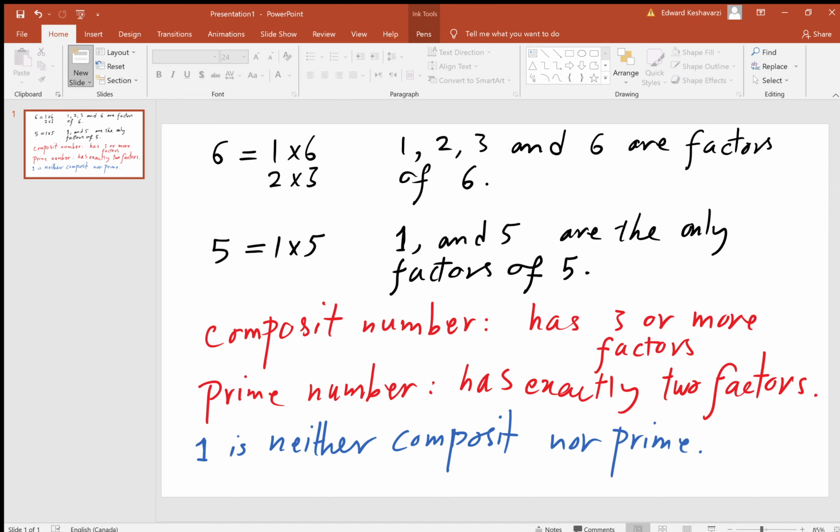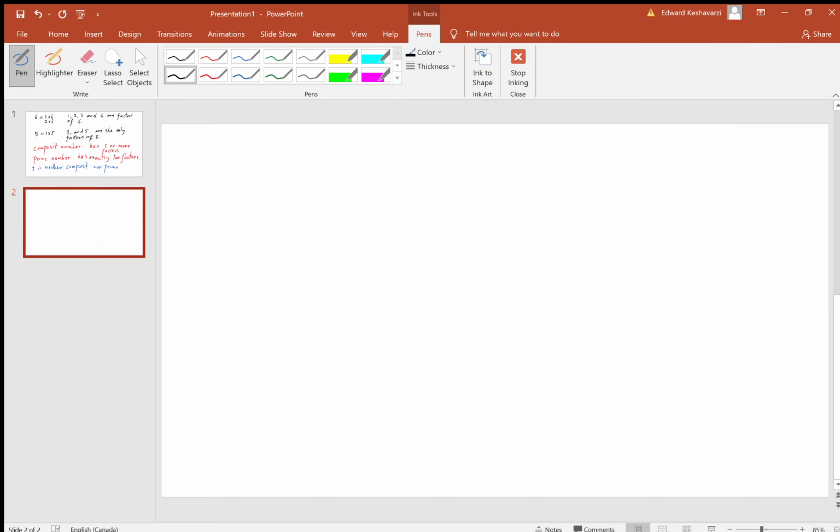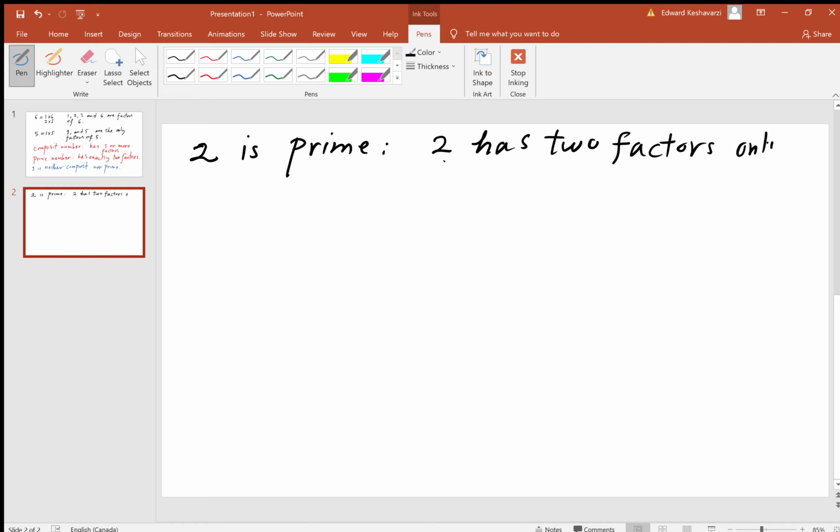It's good to know that we have one even prime number. So 2 is prime. Why? Because 2 has 2 factors only: 1 and 2. This is why 2 satisfies the definition of prime numbers, right?